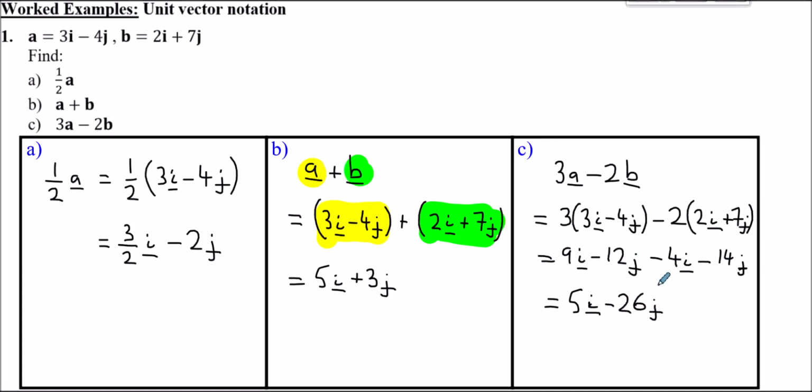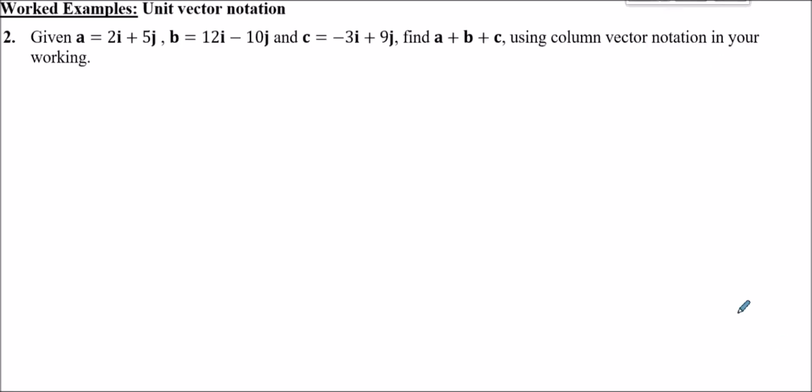So although the concept of vectors may seem quite complicated and abstract, it's very much like simplifying the algebra you've seen from earlier in the course. So there's nothing to be nervous about, it's just applying the old rules in a new context. Let's take a look at another worked example.